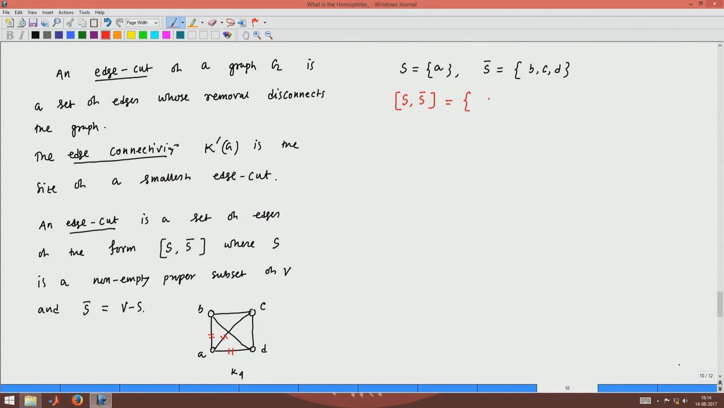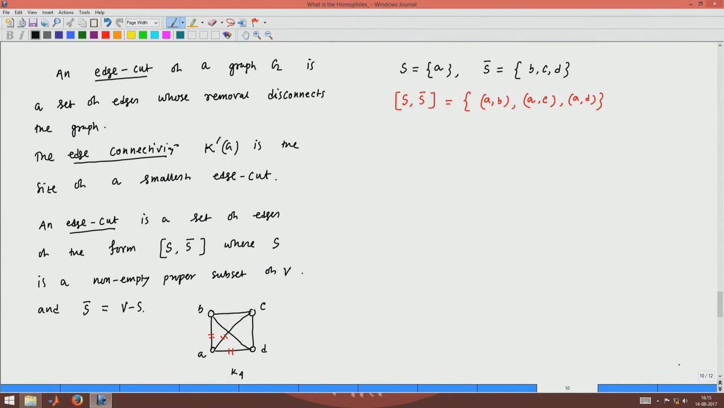They are AB, AC and AD. So, these are the edges in the edge cut. Now, you can see that if you remove these 3 edges from this graph, the graph will become disconnected. So, that is why this is an edge cut. Okay.